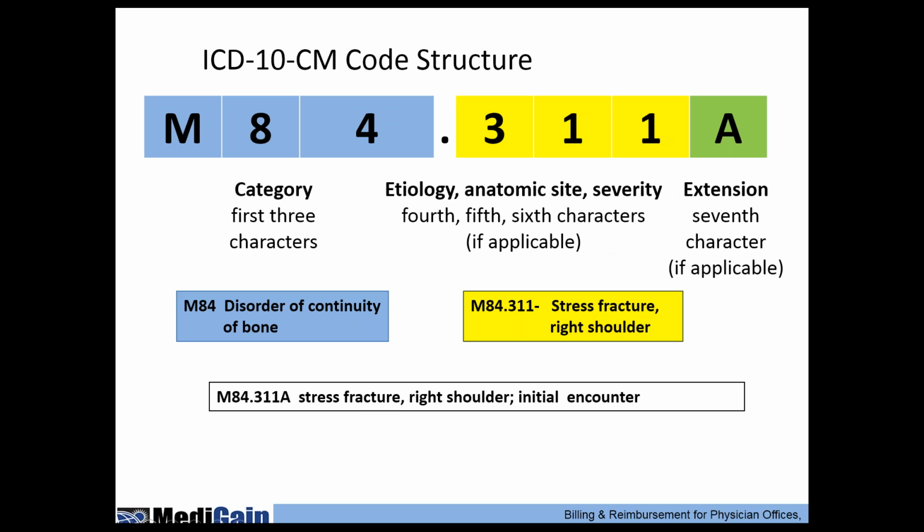So this is the actual code structure for ICD-10. As an example, you can see M84 is a disorder of continuity of bone. And I should note on our presentation tomorrow, we'll be going over the entire table of contents for ICD-10, so you'll see the breakout of all these different code categories. The next 3 digits in yellow cover the etiology, anatomic site, and severity, but that's only if applicable, so not all diagnoses will necessarily require those digits. And then finally in green is the extension, so that's where something such as the initial versus subsequent encounter would be. So as our example, M84.311A, this is a stress fracture of the right shoulder, initial encounter. So you can see how these building blocks add together to come up with what our final specific code is. Next slide.